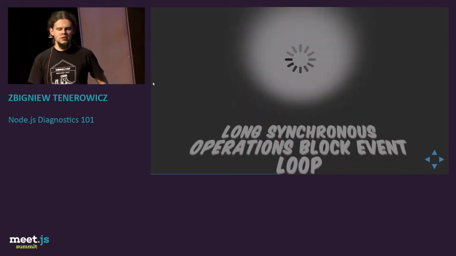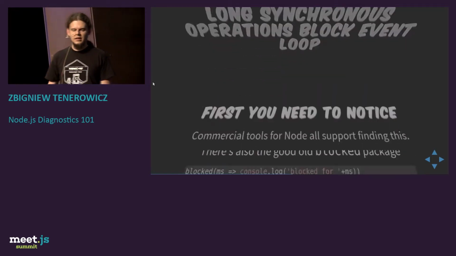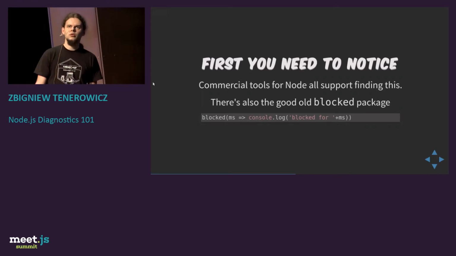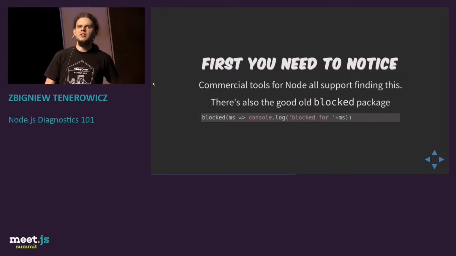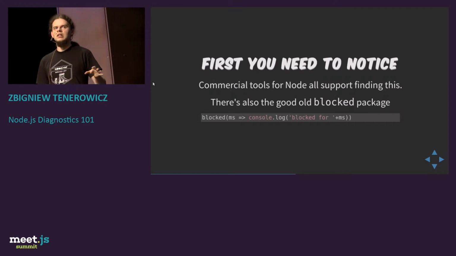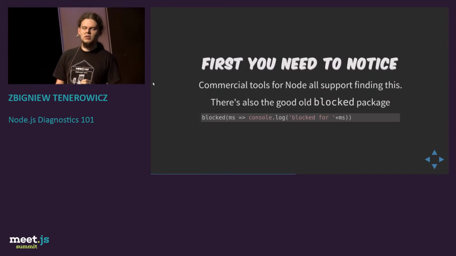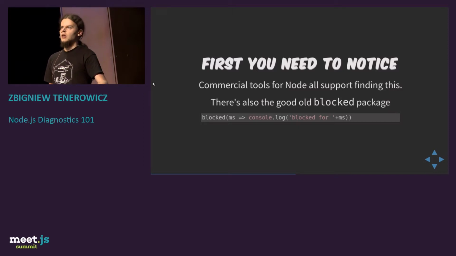So first, you need to detect those situations. Long synchronous operations block your event loop, and you need to know about it. There are all kinds of commercial tools for monitoring your Node.js stack that you can connect, and this is one of the main metrics they offer. But you really don't need any paid solutions for that, because there is a very old and very good module called Blocked, which is a cool hack that measures the time it took to run another event loop cycle and lets you know if it was too long.